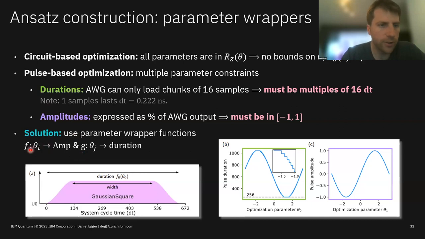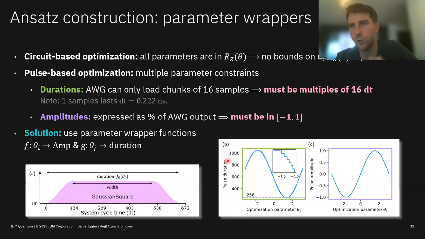The wrapper function is something that takes a variational parameter, theta, which is exposed to the classical optimizer, and maps it in one case to an amplitude, and in some other cases, it's a duration. So let's take a look at this Gaussian square here. We're optimizing the duration and the amplitude. The wrapper function for the duration was chosen to be a discretized sine wave. And so we have the optimized parameter here, theta, which is what the VQE would optimize. And then the parameter in the pulse here is a sinusoidal function of this one here, also to constrain it to a certain range. But crucially, if you zoom in on it here, you will see that I have discretized it so that the parameter here can only be multiples of 16.